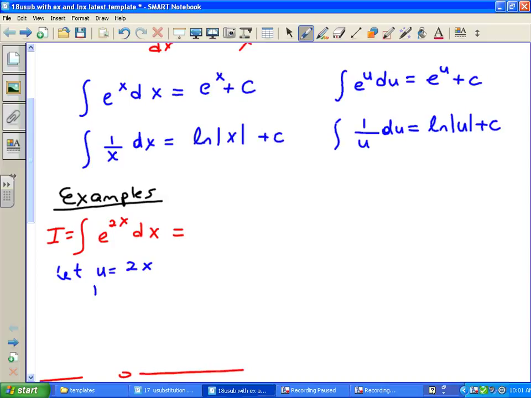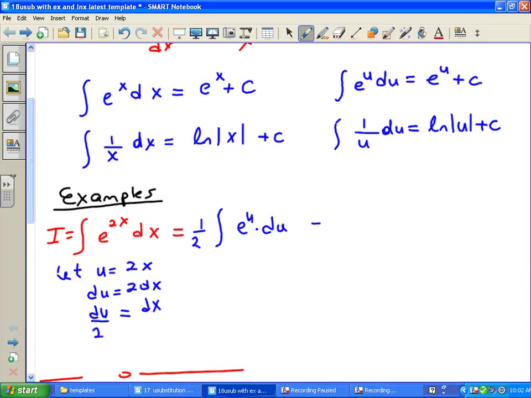So the derivative du will be the derivative of the right-hand side, which is 2 dx. We come back to our integral and try to rewrite it, as we have always been doing for these questions, in terms of the u variable. Instead of e to the 2x, what can I write? E to the u. Instead of dx, what can I write? If you solve for dx here, you will get du over 2. And 1/2 can be factored outside.